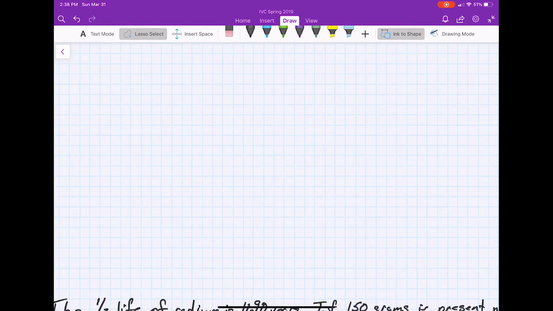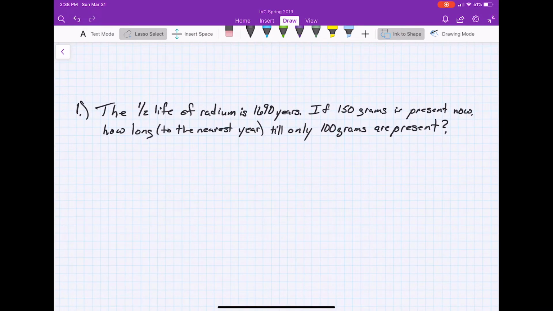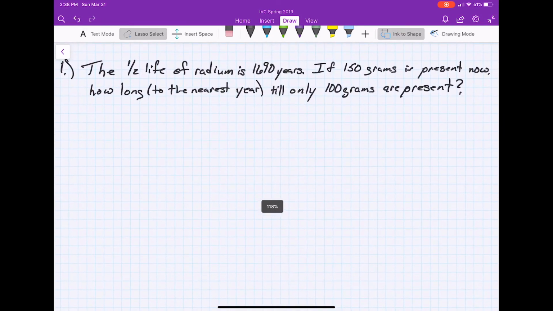Question 1 reads, the half-life of radium is 1,690 years. If 150 grams is present now, how long to the nearest year till only 100 grams are present? So this is going to be an uninhibited radioactive decay formula model, which is A, the function of time, equals A sub naught e^(kt).